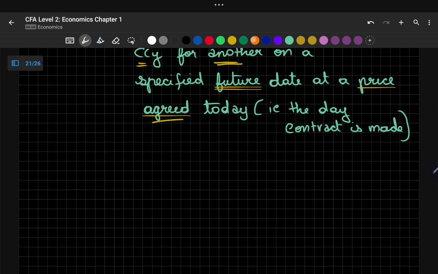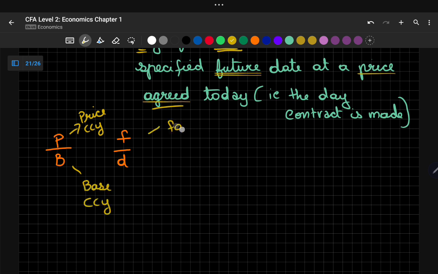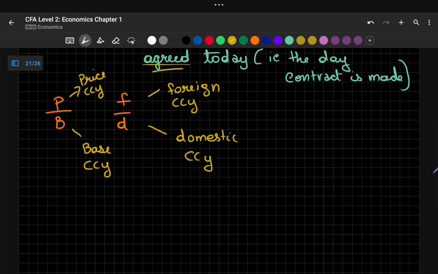Now, in this part of the CFA curriculum, instead of the P by B notation, we would be using the F by D notation. We know that P by B stands for price currency and base currency. Here F by D would stand for foreign currency and domestic currency. F would stand for foreign currency, D would stand for domestic currency. So this is the notation we would be using.